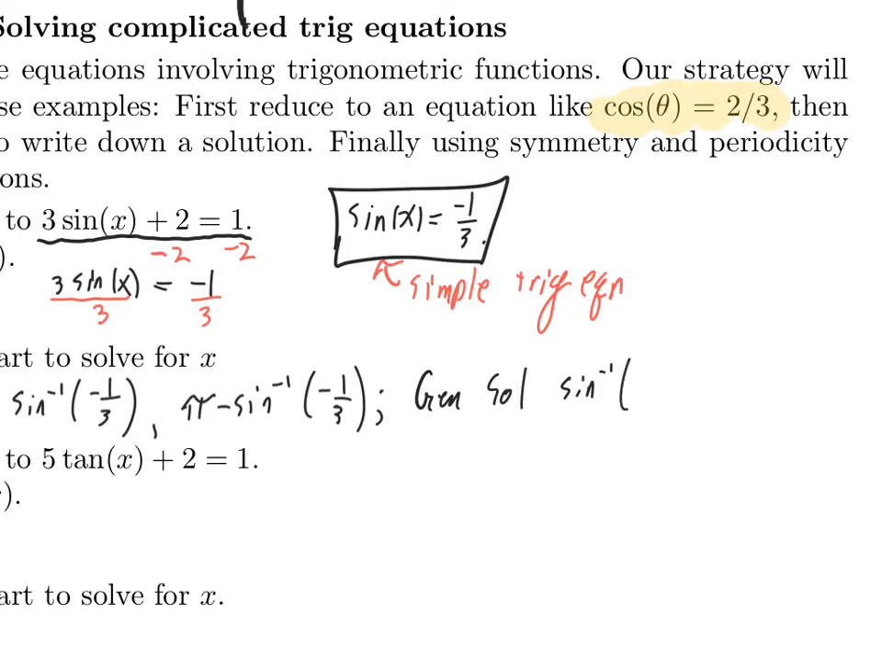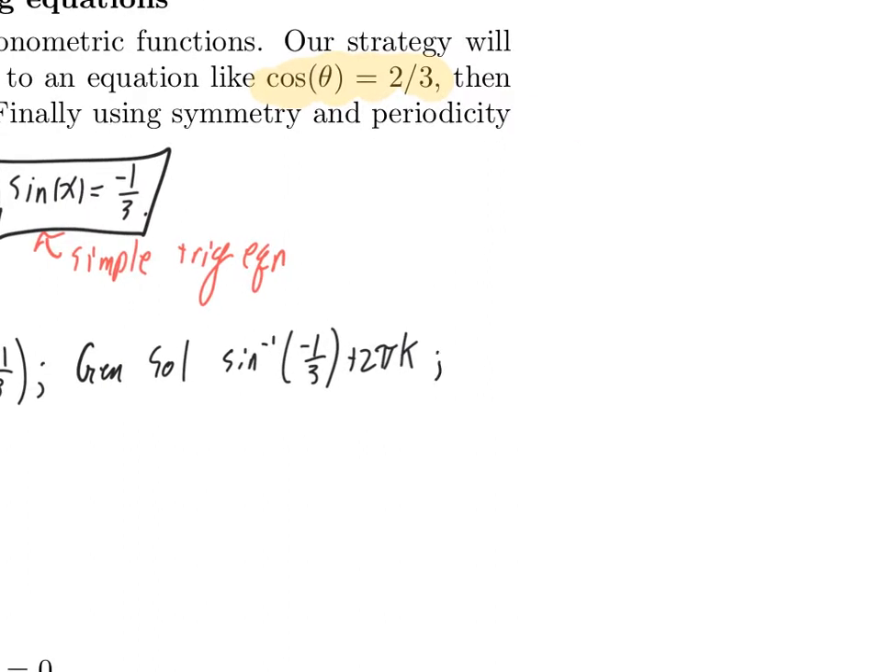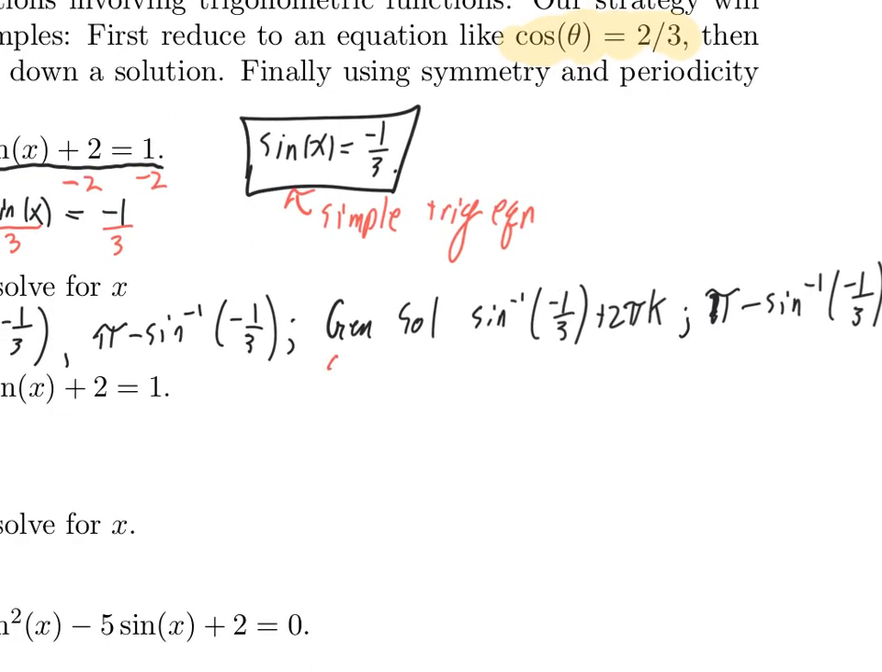Sine inverse of negative 1 over 3 plus 2 pi k, and pi minus sine inverse of negative 1 over 3 plus 2 pi k. Now there's one bit of simplification you can do. So picture the graph of inverse sine in your head. It's odd, right? You can use that sine inverse is odd.